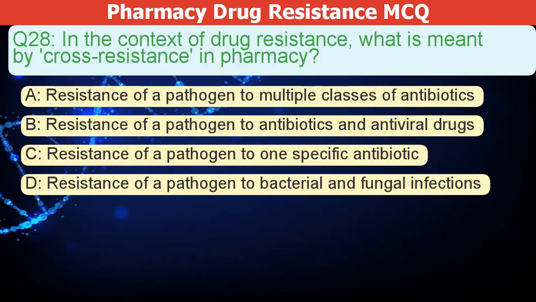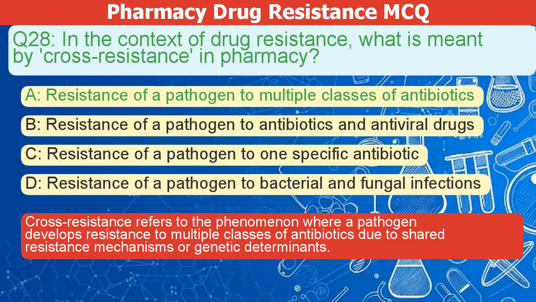In the context of drug resistance, what is meant by cross-resistance in pharmacy? A. Resistance of a pathogen to multiple classes of antibiotics. B. Resistance of a pathogen to antibiotics and antiviral drugs. C. Resistance of a pathogen to one specific antibiotic. D. Resistance of a pathogen to bacterial and fungal infections.